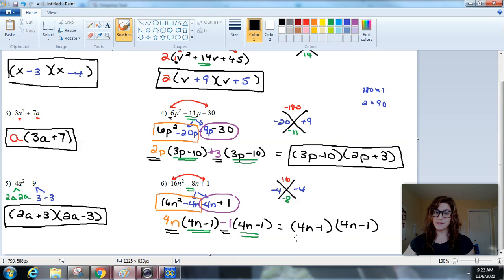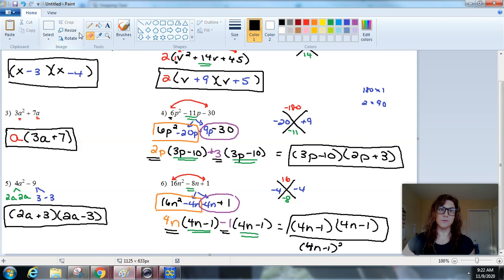You could leave it like this, or just for your own knowledge, you may also see it like this: 4n minus 1 squared. Okay, that might be another way you see it written out. Because they are duplicates, you do have 2 of those. Okay, so hopefully this helps you out with some of your factoring.